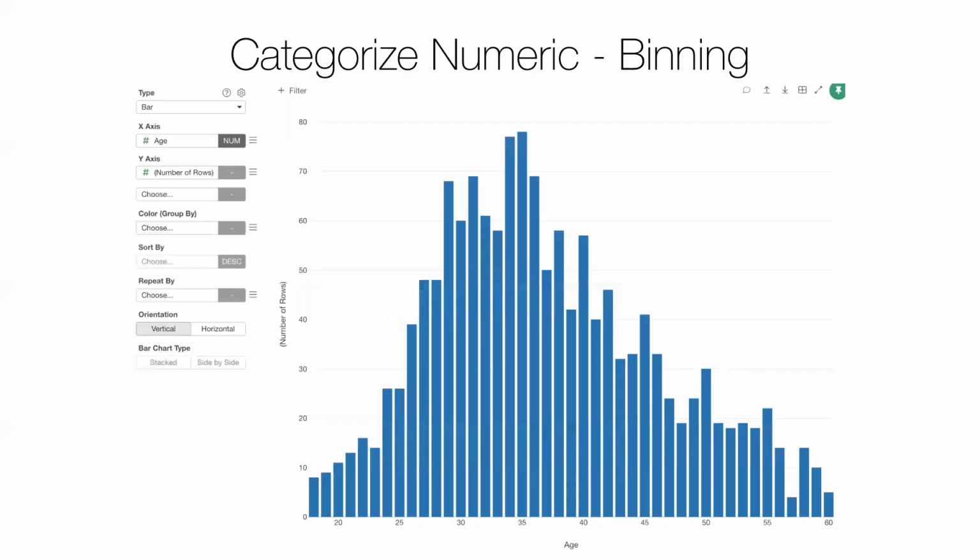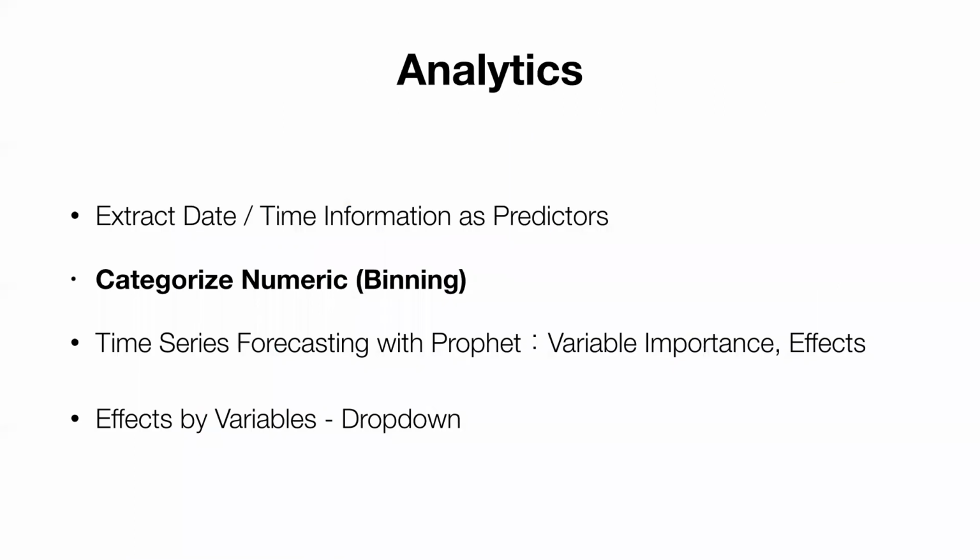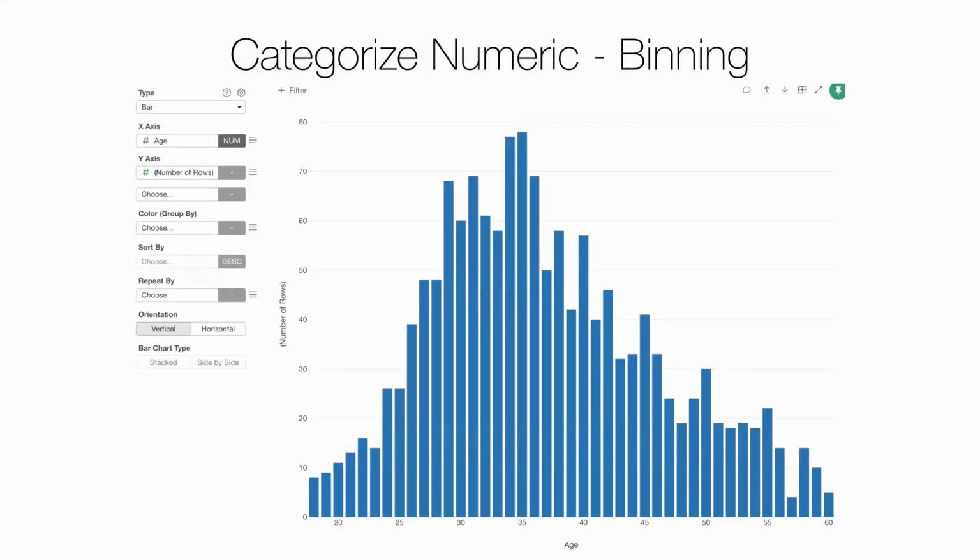So the next one is categorizing numeric. Basically, this categorizing numeric has been there for charts. And what we did with 5.5 is extend that to analytics. So let's start by looking at what categorizing numeric is first.